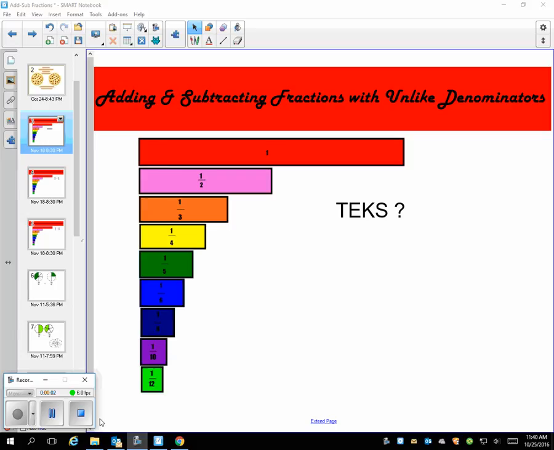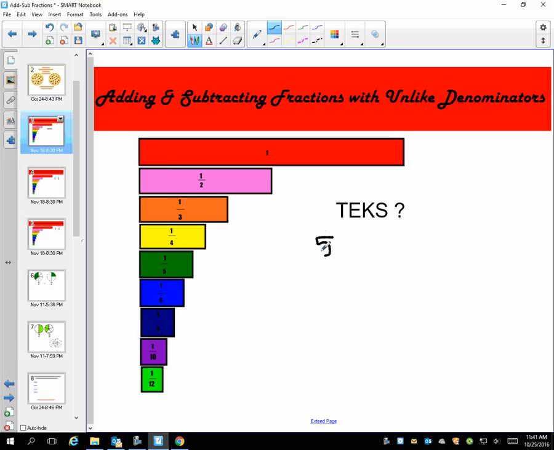The title for today's lesson is Adding and Subtracting Fractions with Unlike Denominators. Pause the video to write your title down in your table of contents and at the top of the page, and to find out what TEKS we are working with today.